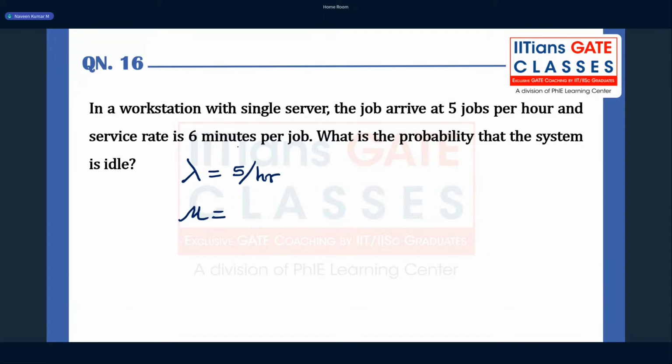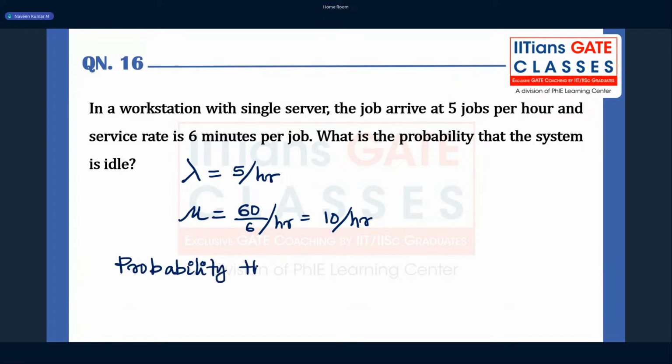Here we are given per hour, and here we are told about 6. So if you are taking 6 minutes per job, in 1 hour, how many jobs will be completed? It is 60 by 6, that is 60 by 6 per hour, that I can write as 10 per hour. It means 5 are coming, 10 are leaving, right? Now, what is the probability that the system is idle? This we have already discussed in our class as well. The probability that the system is idle is denoted by P naught or P0.